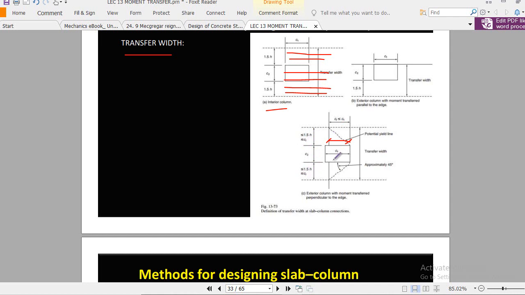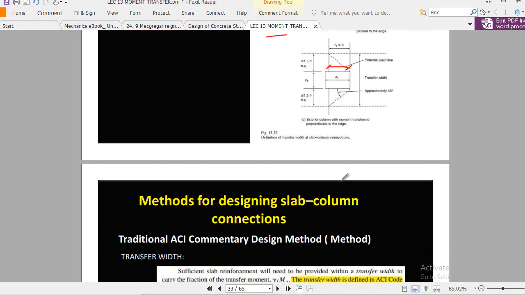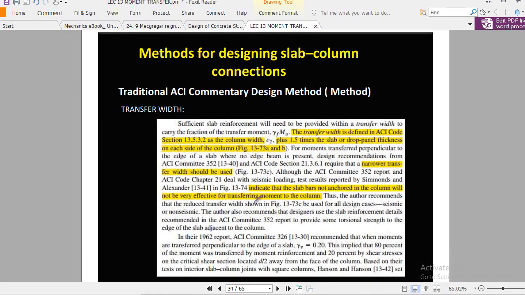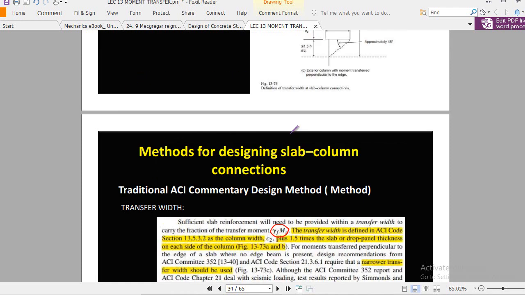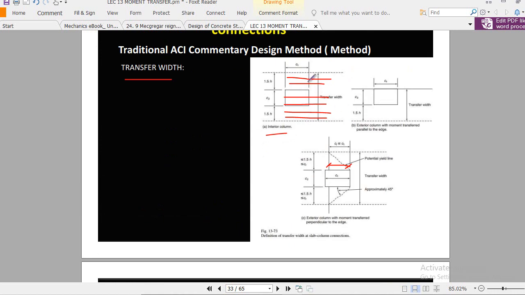So use the minimum column strip width, okay? This is important. Let me discuss it right here. You see, sufficient slab reinforcement will need to be provided within a transfer width to carry the fraction of the transfer. I already explained this. Okay, you have to provide sufficient reinforcement within this transfer width, right?